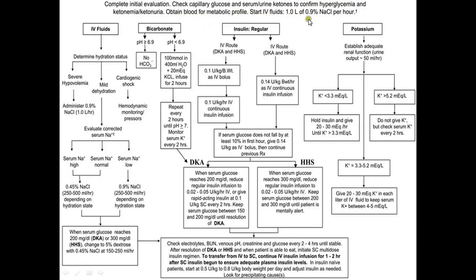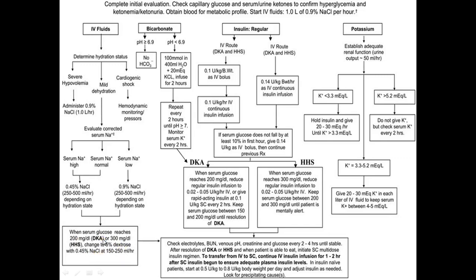Start IV fluid, 1 liter of 0.9% sodium chloride per hour. So you give IV fluid, you determine the hydration state. Severe hypovolemia, give 1 liter of sodium chloride. Mild dehydration, evaluate corrected sodium. Serum sodium high or normal, then give 0.45% sodium chloride. If it is low, then 0.9%. Okay. When serum glucose reaches 200 for DKA or 300 for HHS, change to 5% dextrose with 0.45% sodium chloride.